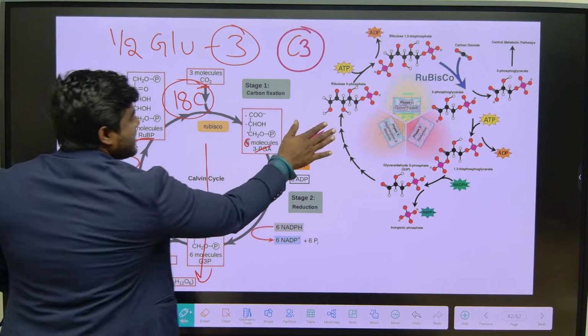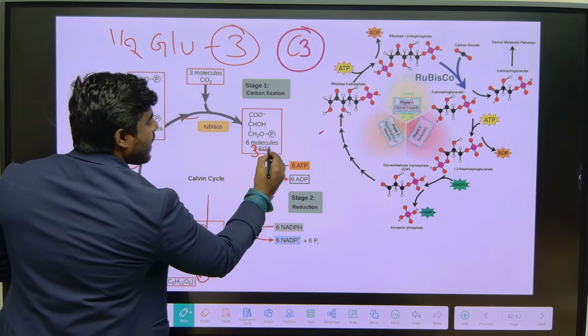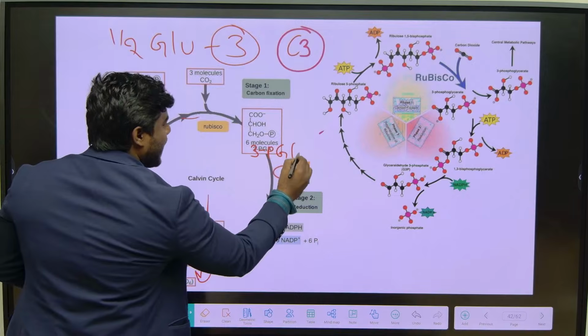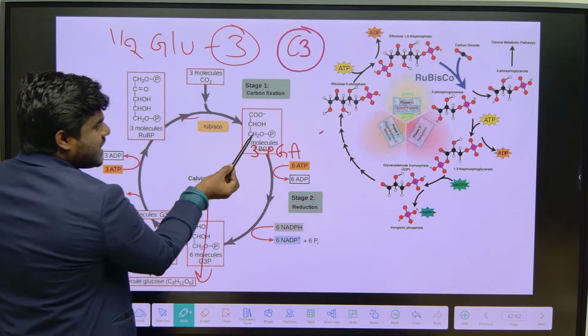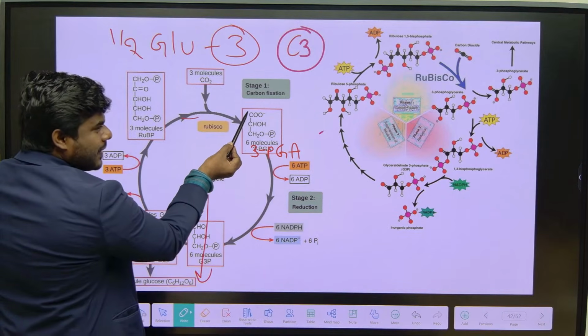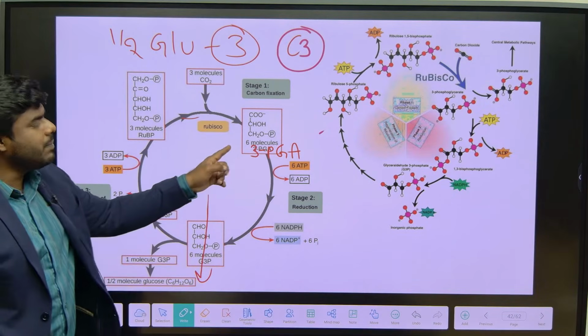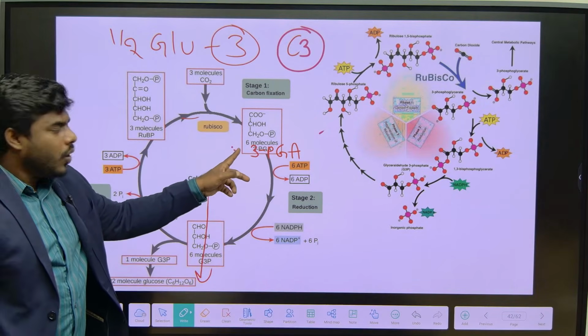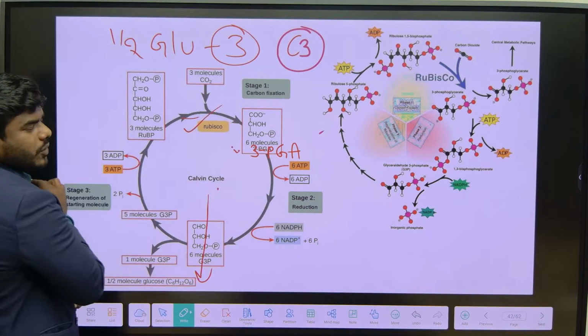And what is that particular intermediate compound? It is called 3-PGA, phosphoglycerate. Now don't confuse, each PGA is how many carbon? 3 carbon with 1 phosphate. Now this is a simple fixation step. Who catalyzed this step? The versatile enzyme Rubisco.